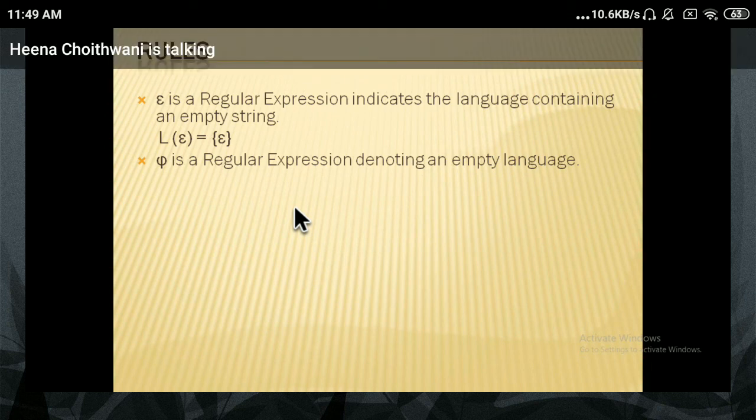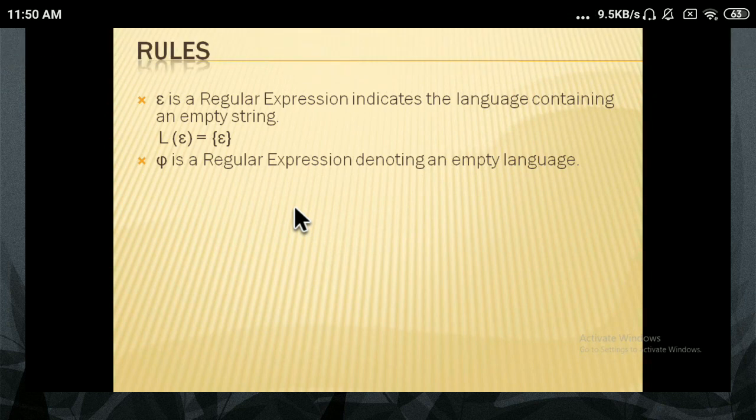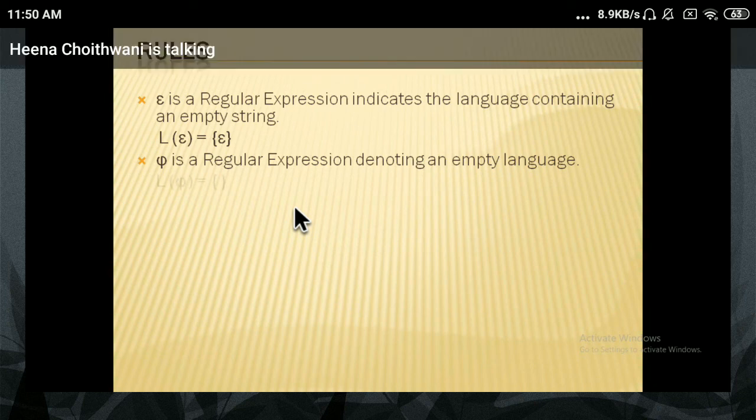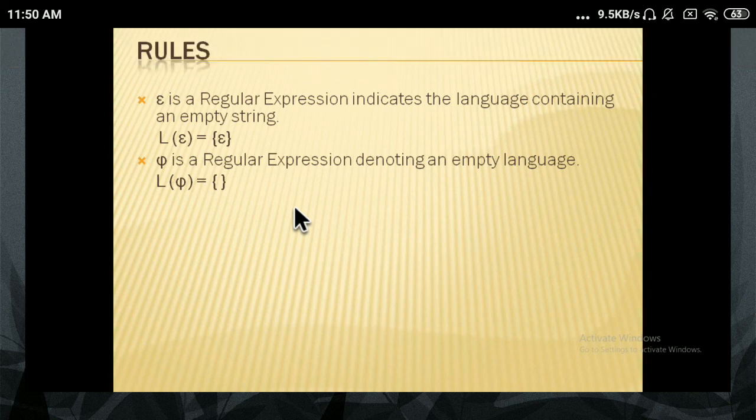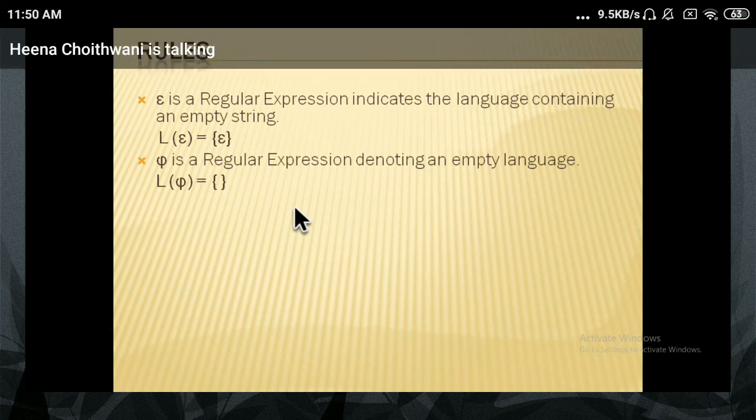Phi is nothing but a null, right? So that represents an empty language or a null language. So do we have any character in my language? No, right? So my language will be only empty curly braces. Please check, we don't have an empty string. Is it okay? Empty string and a null language.